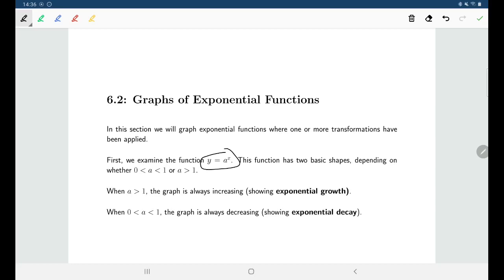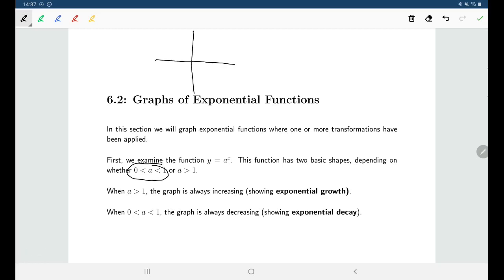So here a is something that is larger than 0. And as it turns out, there are two basic shapes for this exponential function, depending on whether your base is larger than 1 or if your base is between 0 and 1. If you have a base that's between 0 and 1, this is something where your graph is always decreasing.